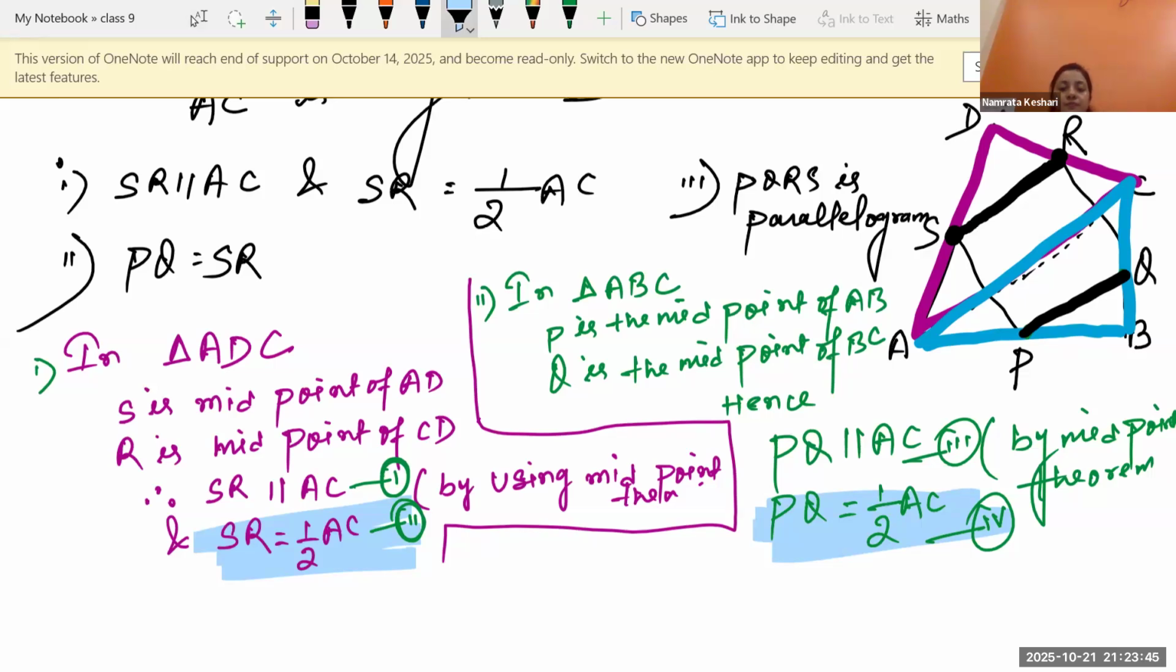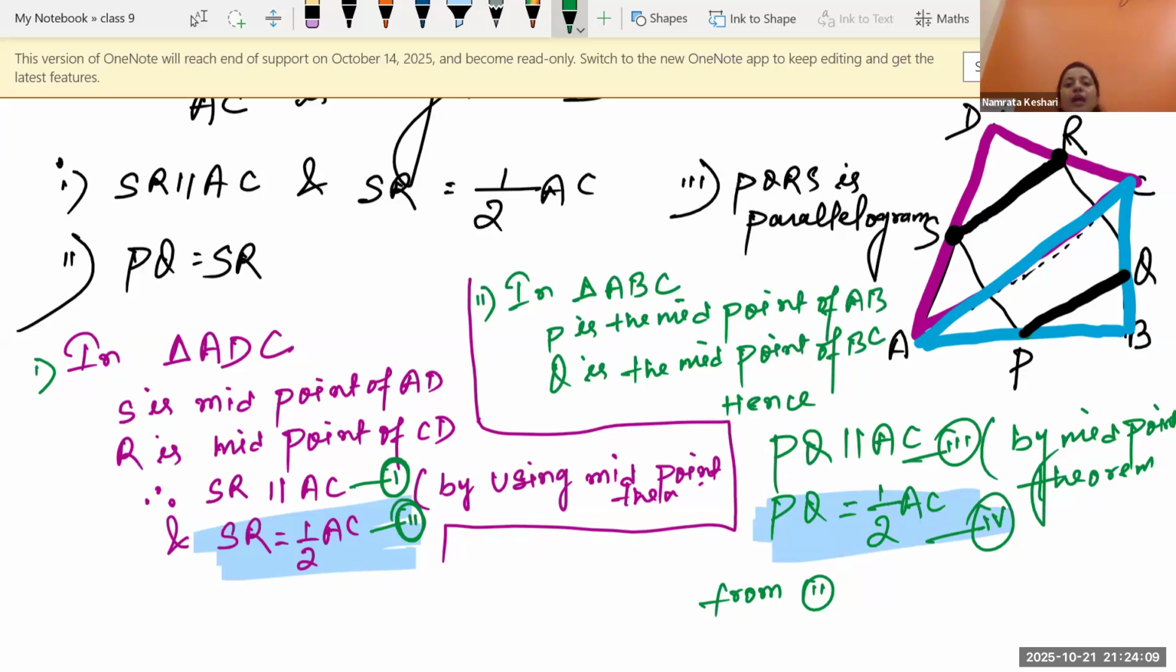Clear? Anyone having any doubts so far? Ma'am, can I explain again? See the highlighted part. Shall I explain from the beginning, for the second part that you were just explaining? Okay.